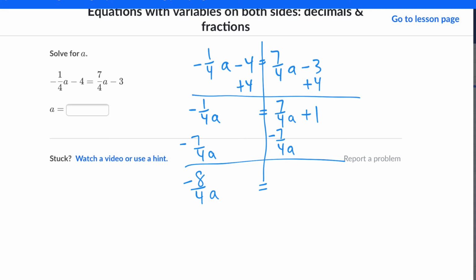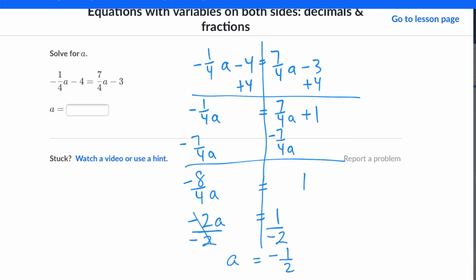Now, since that's being multiplied, I have to divide by negative 2. You divide by the exact same number. I don't divide by positive 2. You have to divide by the exact same sign and number when you multiply or divide. So I'm going to divide by negative 2, and I have a is equal to negative 1/2.